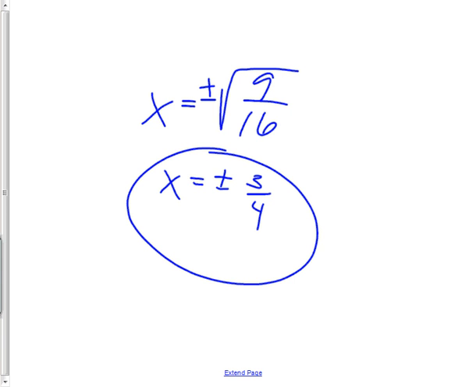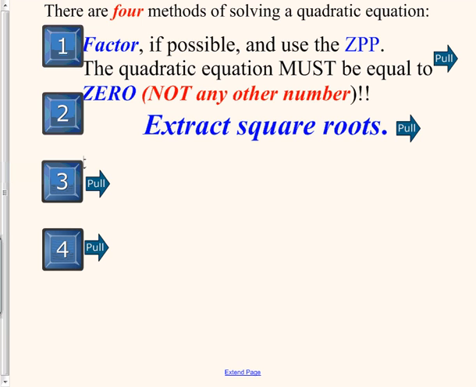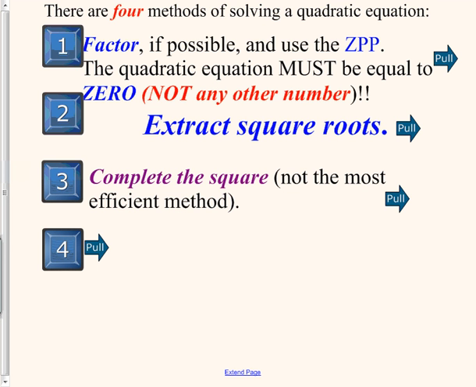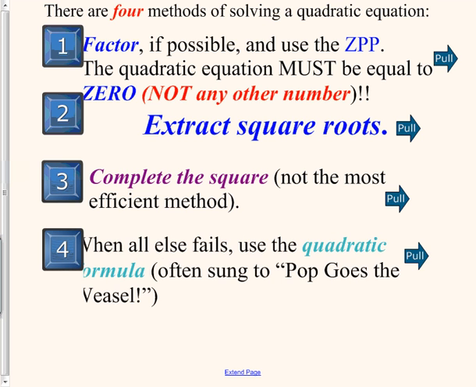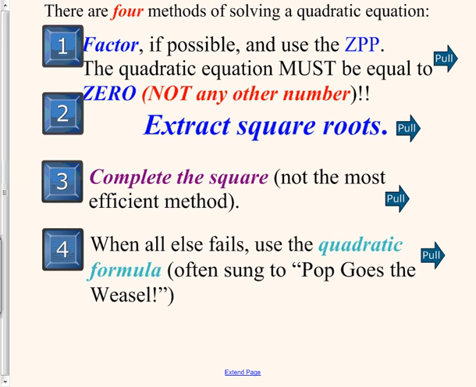Okay. So now, we've been talking about the different ways to do it. You can extract the square roots. You can complete the square. It's kind of slow and complicated, but it works. But that's not something we're going to focus on today. The last one is the quadratic formula. When all else fails, you can use the quadratic formula.